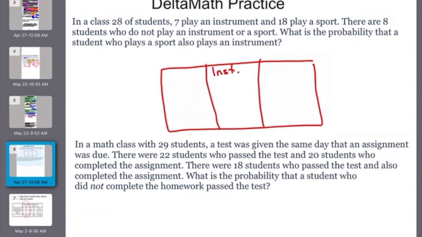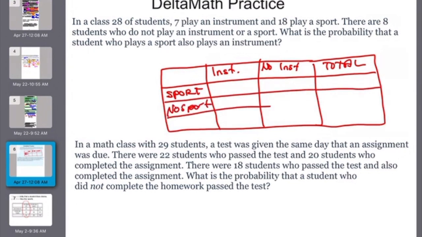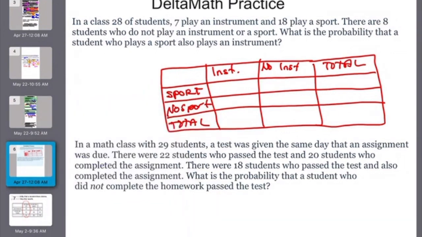And the first thing that they talked about was instrument, and the other option is no instrument. And then there's always the total. The other was a sport or no sport. And then we have our total. Okay. I don't like that color.